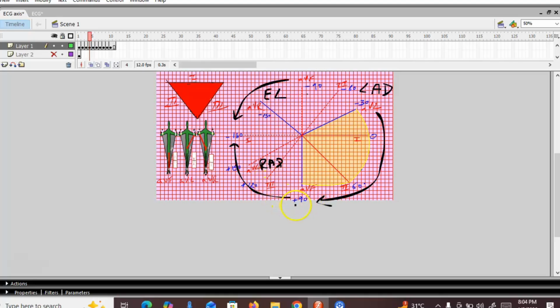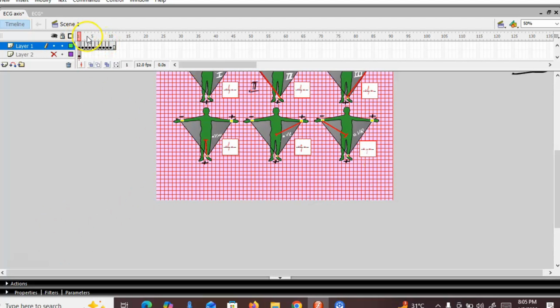Right axis deviation, plus 90 to plus 180. Left axis deviation, 0 to minus 90, or you can say minus 30 to minus 90. I beg your pardon. Extreme left axis deviation, minus 90 to minus 180. Now how do we do this? How do we calculate the axis?